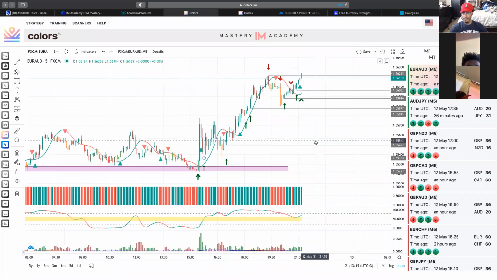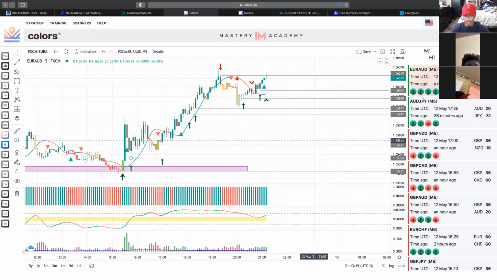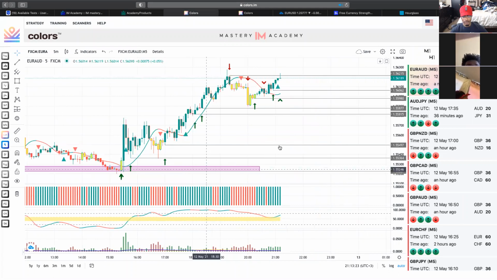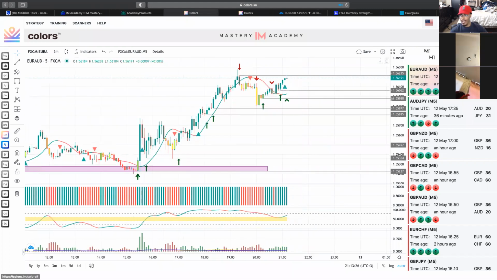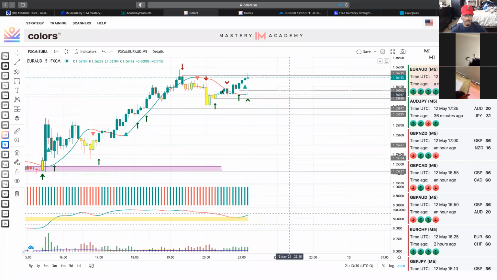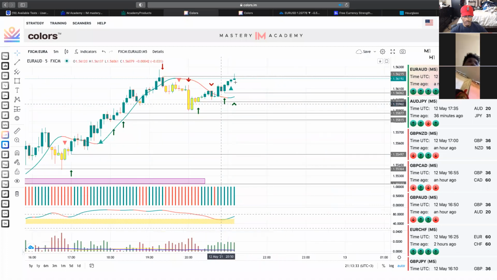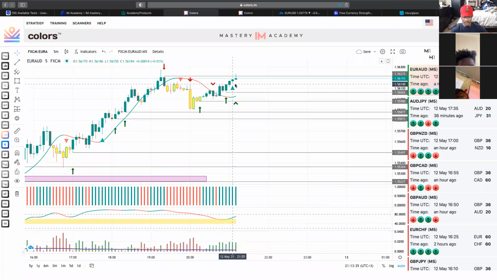But just for example, we saw that it got a green box right here, and we have all our green arrows lining up. Okay, cool. Next, if we want to go back, this trade is still valid right now. But if we want to go back, they just called this out 1 minute ago.